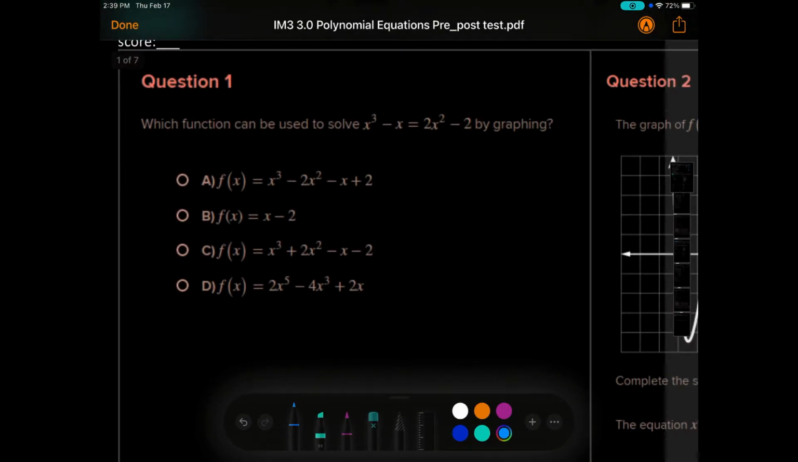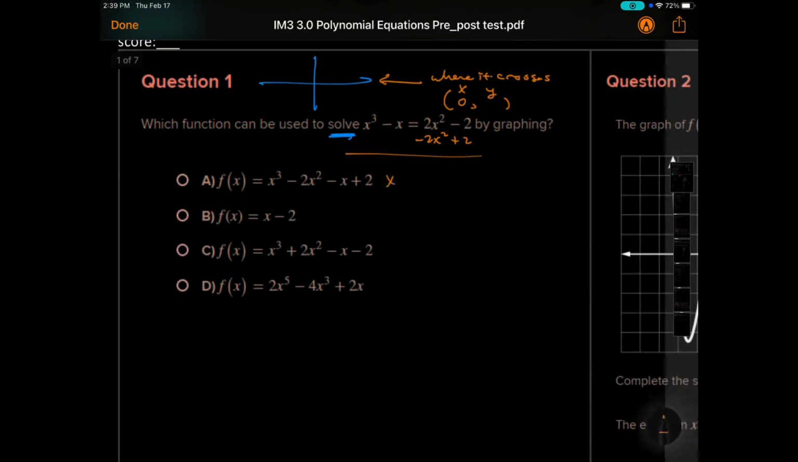Question number 1, which function can be used to solve x to the third minus x equals 2x squared minus 2 by graphing? Okay, when it says the word solving, you are basically trying to find where it crosses the x-axis. And when you find where it crosses, you're making basically your y value a 0. To do that, I'm going to move everything over to one side of the equation, and you're going to have x to the third minus 2x squared minus x plus 2.